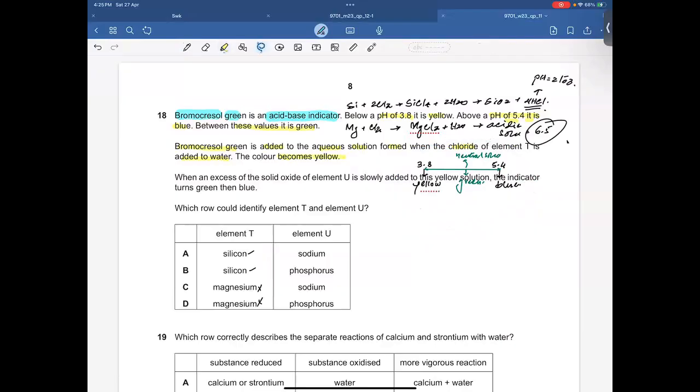Okay, now the next part of the question is, when an excess of solid oxide of element U is slowly added to this yellow solution. So this yellow solution is HCl basically, okay? Because it is an acidic solution. And the oxide of U. Now U has how many elements? Sodium and phosphorus. Sodium forms sodium oxide.